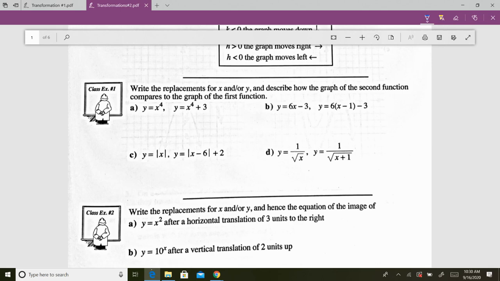So the original graph, y is equal to x to the power of 4. We changed it to y is equal to x to the power of 4 plus 3. So is that plus 3 an h or a k value? K value. So what have we done? We went up 3. That's it.